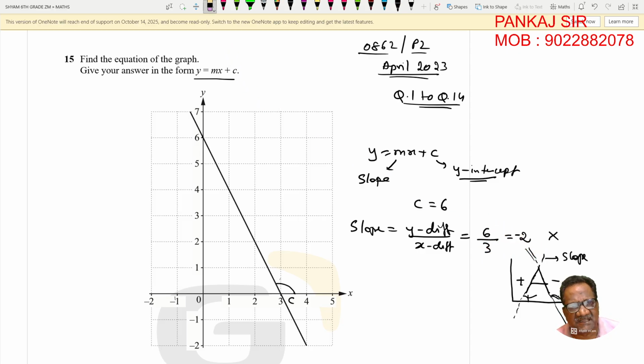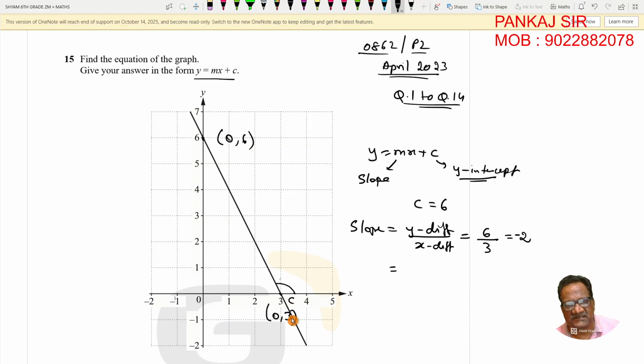Or to avoid such a blunder, go by the conceptual meaning of the slope. Slope is equal to y difference upon x difference. So what you do is take any 2 points on the graph. Let us take this point. The coordinates will be 0, 6, where the x coordinate is 0 and the y coordinate is 6. And another point, you take this one. Here the coordinates will be 3, 0, isn't it? So these are the 2 points.